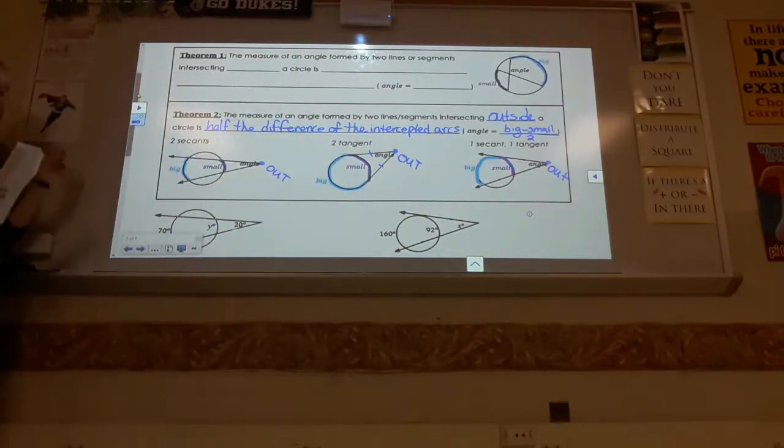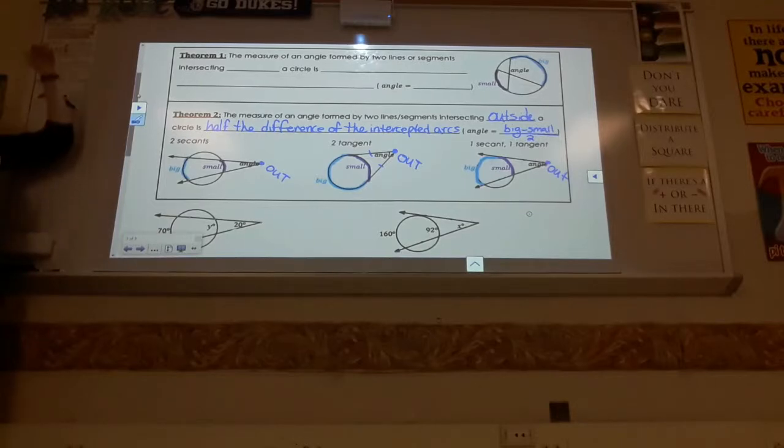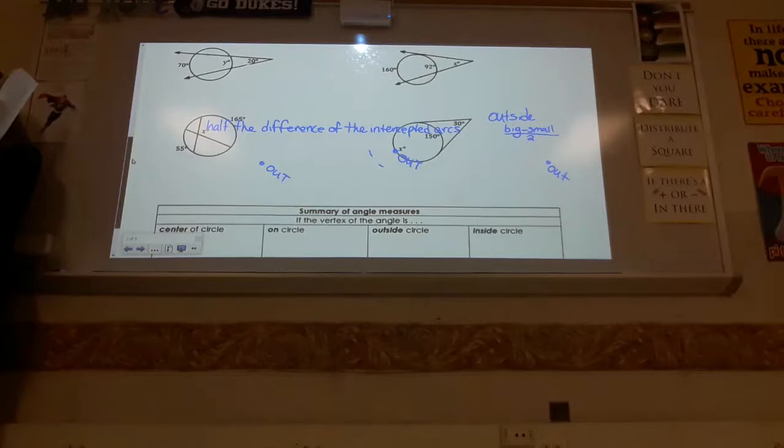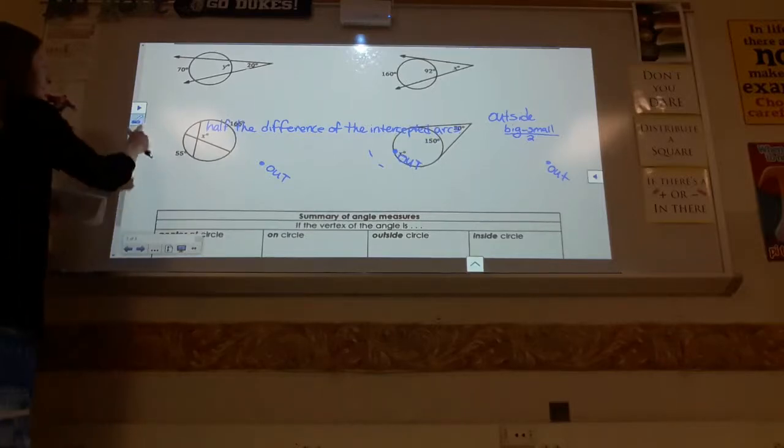So just remember what the pictures look like. Remember the difference between when you add and when you subtract, but they both divide by 2, right? So it's relatively simple, you just have to be able to recognize which one to use based on the picture. So let's go ahead and take a look.